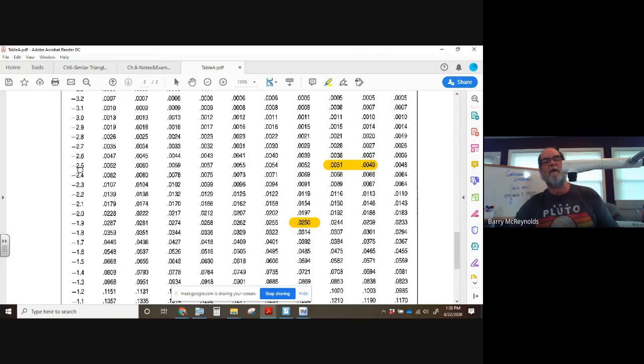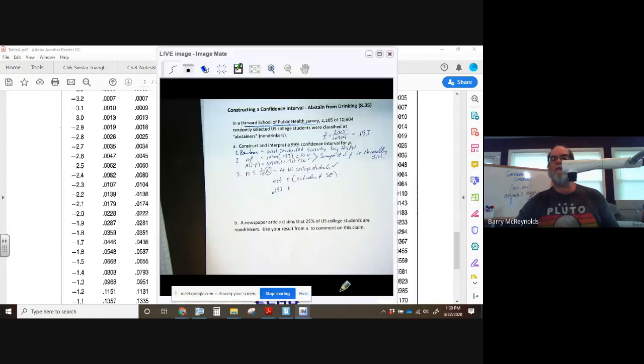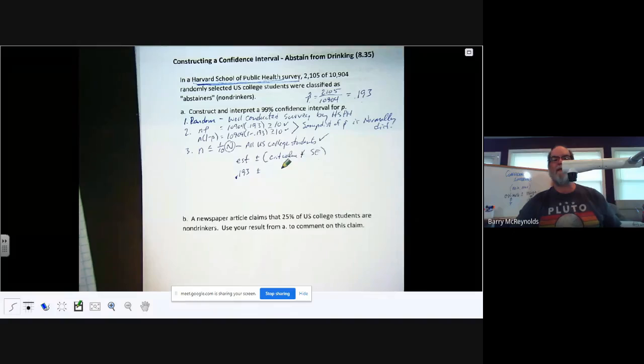And so if we read across here, we get negative 2.57 or 2.58. And so here's what most people do. It's in between 2.57 and 2.58. Most people will pick 2.57 as that critical value because it's conservative in our calculation. So let me switch back here to the camera and we'll see what that does for us.